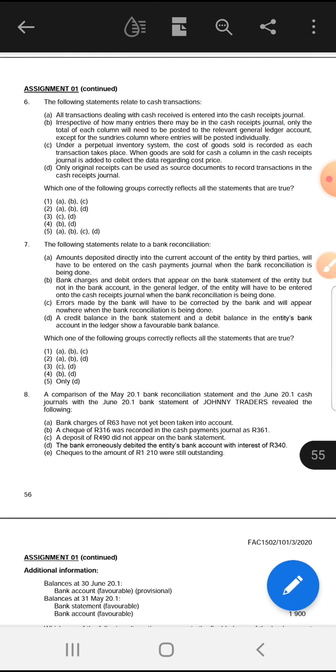Question 6. Which one of the following groups correctly reflects the statements that are true? All the statements are correct except for D, meaning our correct answer will be A, B, C. Original receipt given to the customer after making payment, the business remains with the duplicate. Yeah, this is wrong. Only the original receipt can be issued as a source document to record a transaction in the cash.